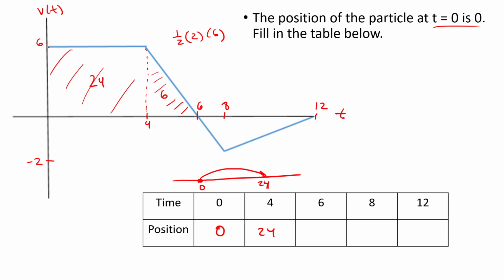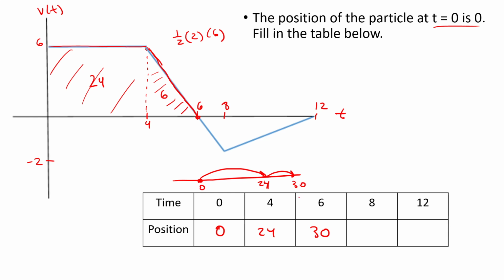Think about what's happening. The particle had a constant velocity of 6, and now it starts to slow down. It's still moving to the right, right? The velocity is still positive until we get to time equals 6 when it's going to stop. But it's still moving to the right. And so what happens is, yeah, it slows down, but it goes an additional 6 units over to 30.